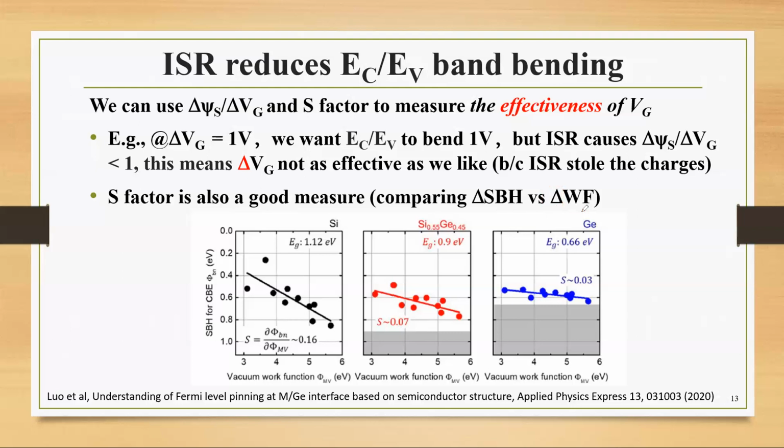And that's another measure of the effectiveness of the applied work function metal or applied voltage. And here's the biggest challenge on that. This is what is called Fermi level pinning. Okay, that's what it means.